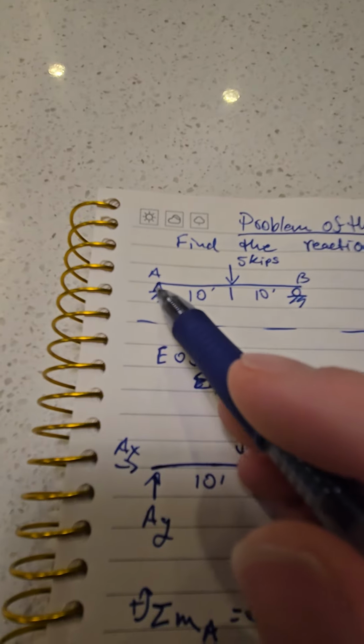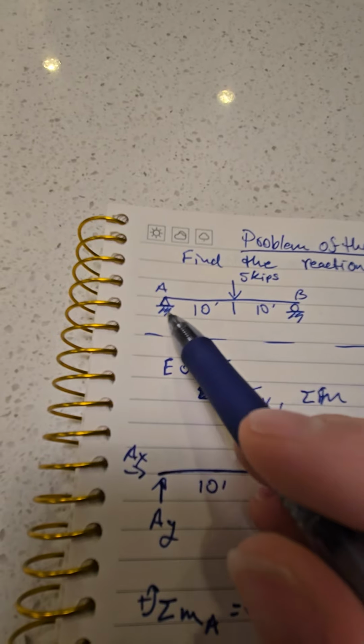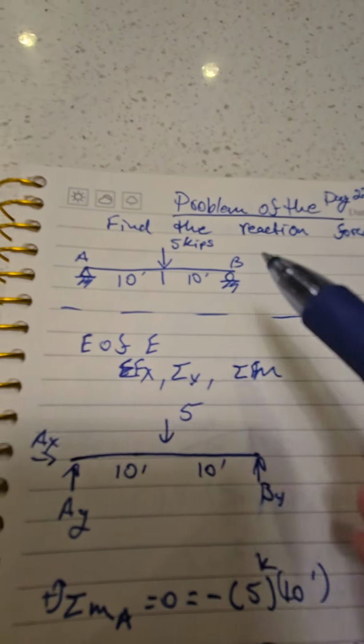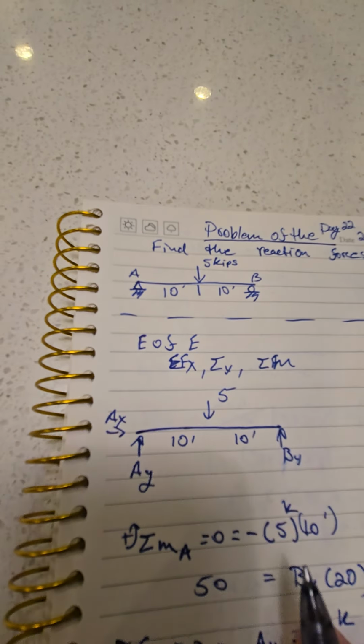So we have this beam here, point A and point B, and then 10 foot, 10 foot, and 5 kips. This is a pin support, this is a roller support. So we need to use our three equations of equilibrium since it's a 2D problem.